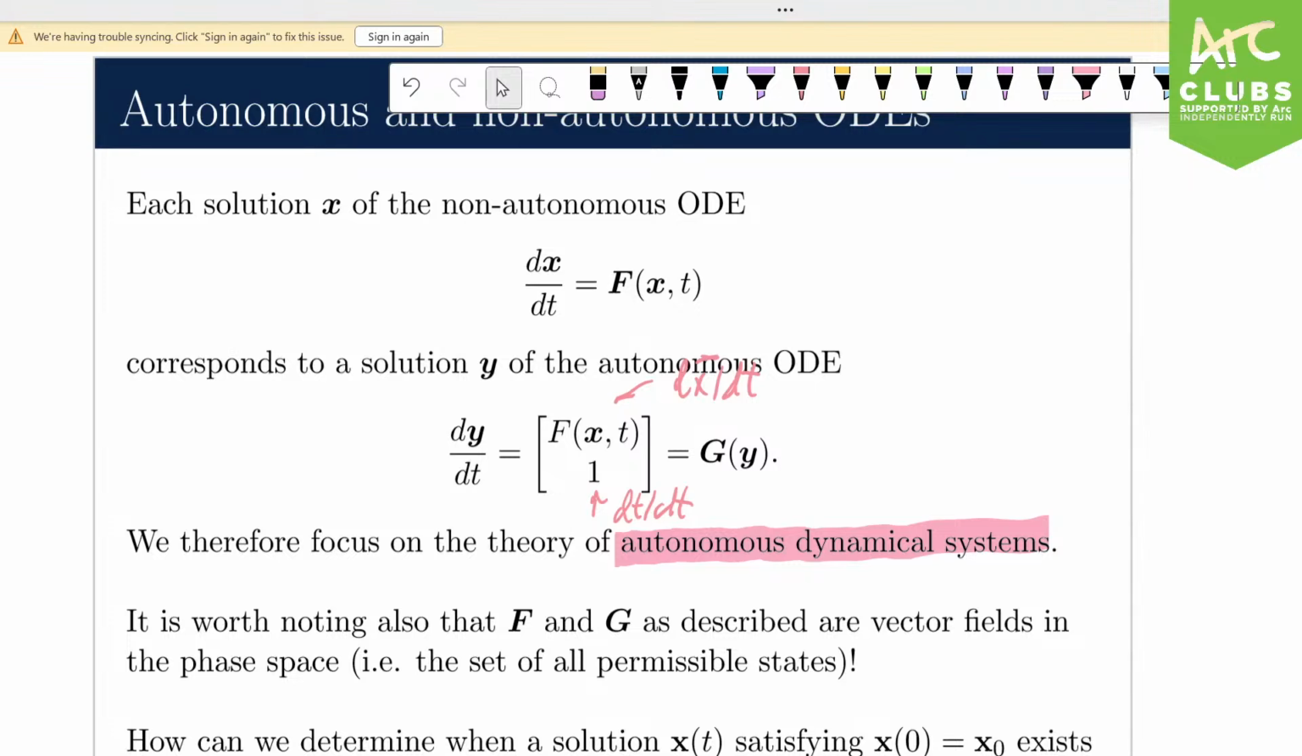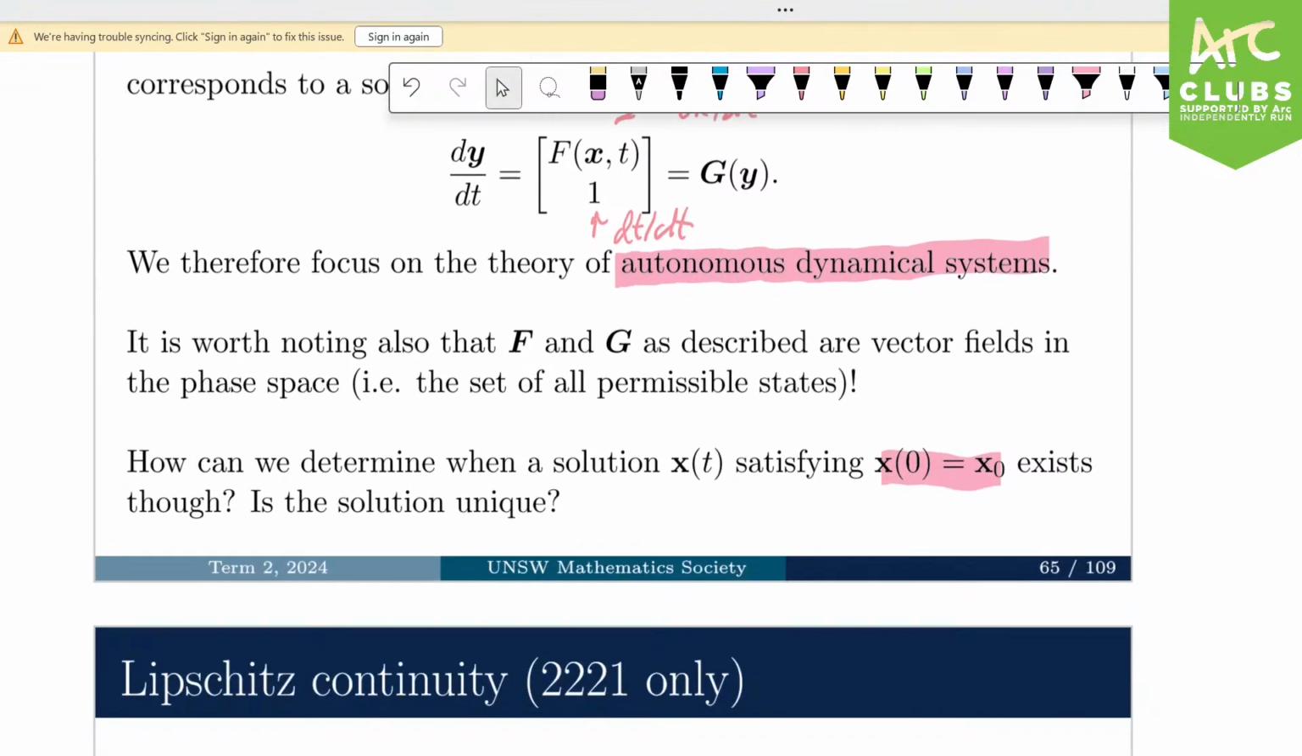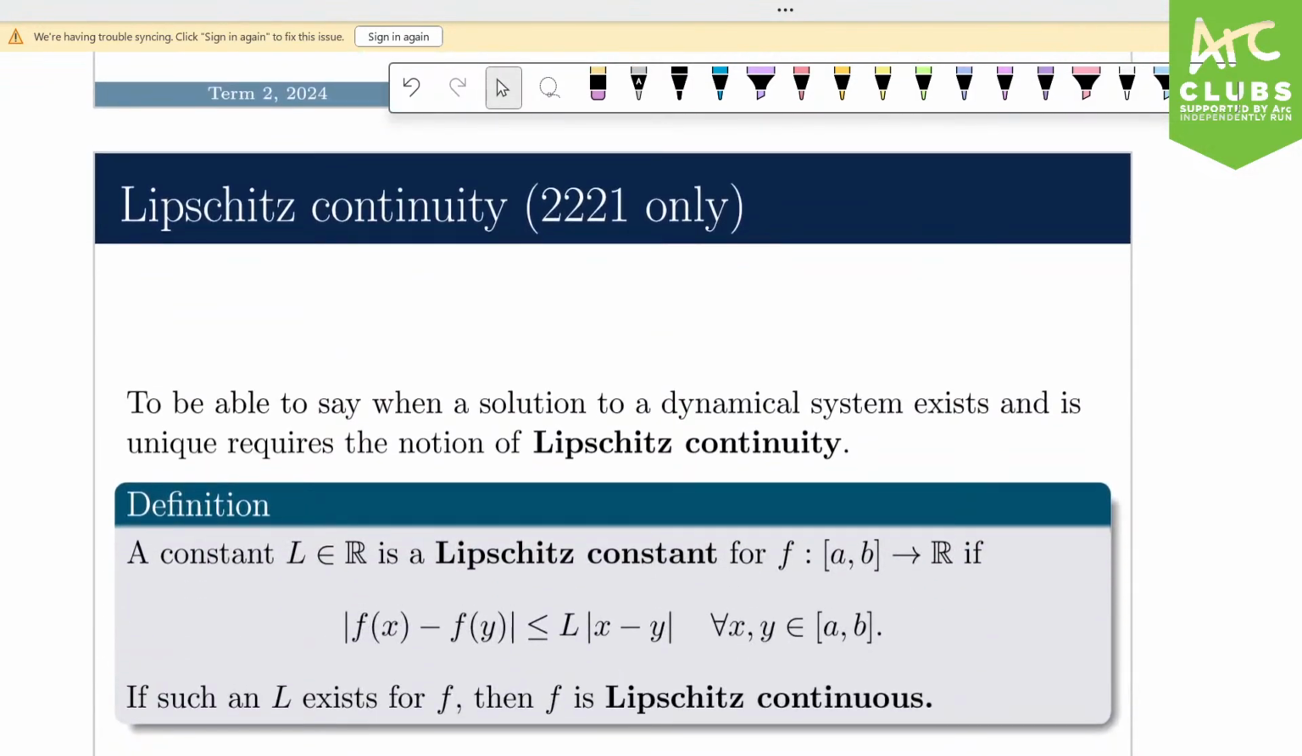So yeah, the question that we want to be asking is, when does a solution x of t satisfying some initial condition, which is this x of 0 equals x naught, when does that exist? And on top of that, is this solution unique? And the answer to this is a thing called Lipschitz continuity. So we're going to say that the solution to a dynamical system exists and it's unique if it satisfies this notion of Lipschitz continuity.